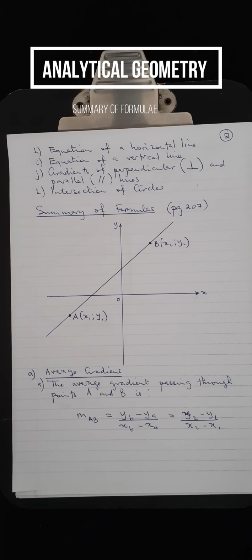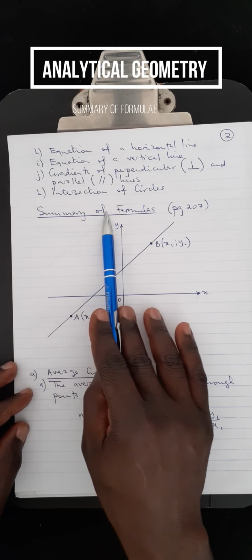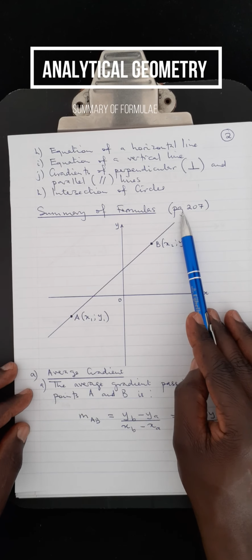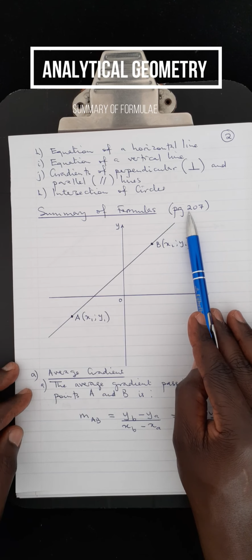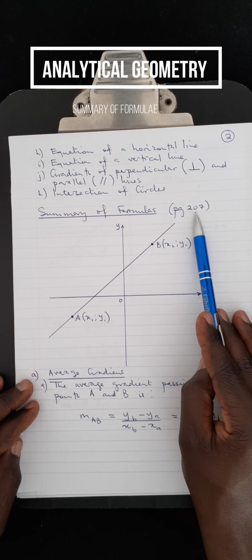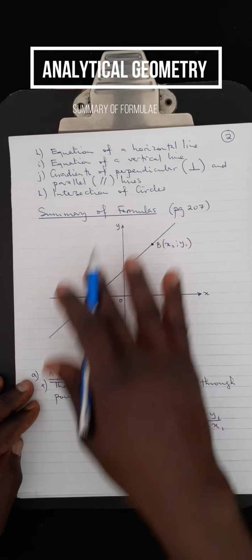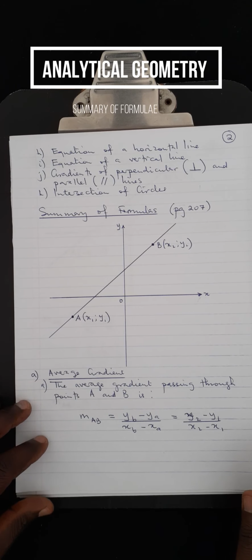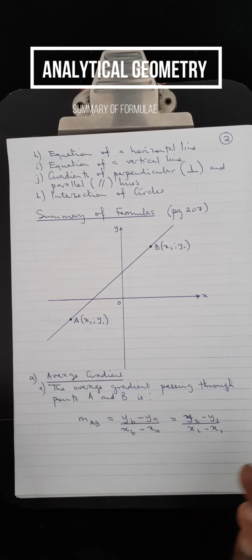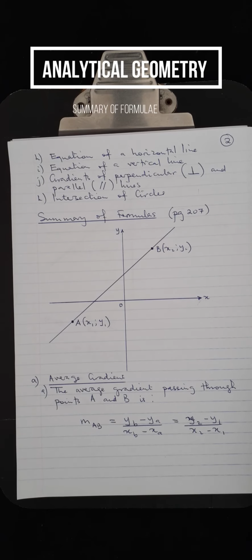So what we are going to start on is looking at the summary of the formulae that are used in analytical geometry. You'll find this one on page 207 of the Kevin Smith textbook, the Maths Handbook, page 207. So that's where you find this formula summarized. I will start by looking at the average gradient. What is the average gradient, and what is the formula that we use for calculating it?